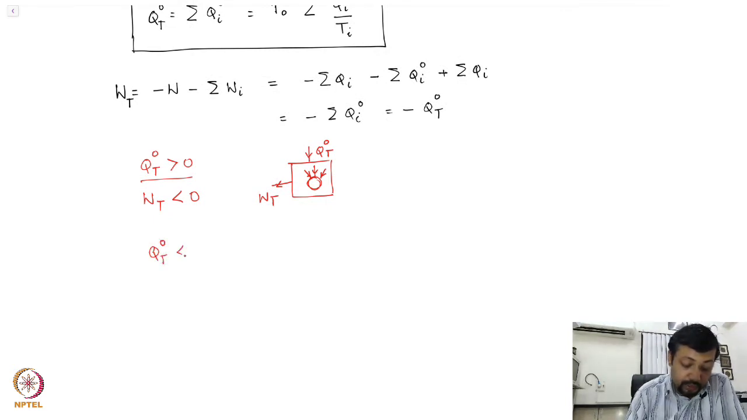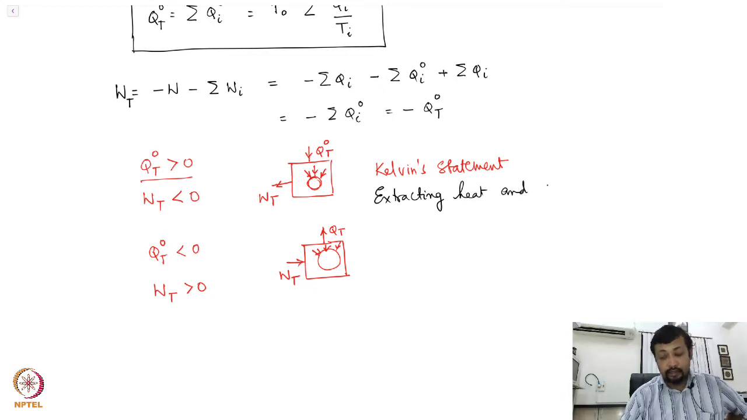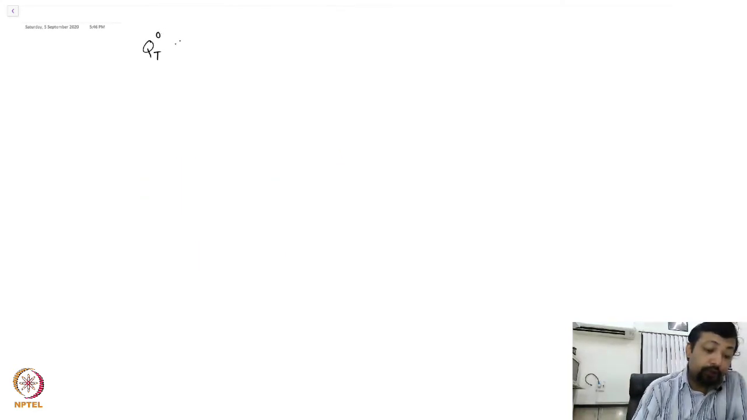But what about the other one? Let's look at the other one where Qt0 is negative, that means Wt is positive. Here of course the arrows get reversed, so Wt and then Qt. Now the problem with the first case is that if you allow this, then you violate Kelvin's statement. Why? How do you violate Kelvin's statement? Well, because you are extracting some amount of heat and then converting it completely to work. In contrast, this does not violate, right? Because there is no thermodynamic principle that says I cannot convert work into heat. Therefore, it follows that Qt0 must be less than 0.